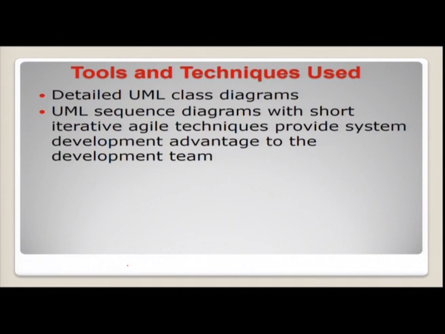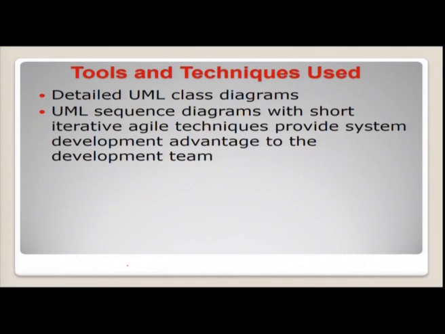Under the UML diagram, you saw a sequence diagram when we were building this feature. Now you have a detailed UML class diagram as one of the tools. Then the UML sequence diagram with short iterative agile techniques provides system development advantage to the development team. For these UML diagrams you use a tool called Rational Rose software. So that acts as a tool, and the technique is we develop the classes and we develop the sequence diagrams.